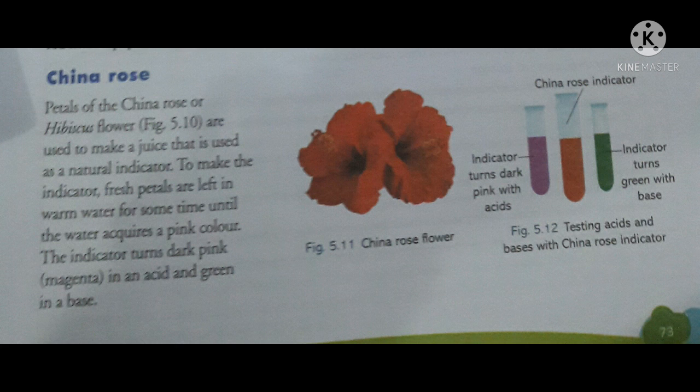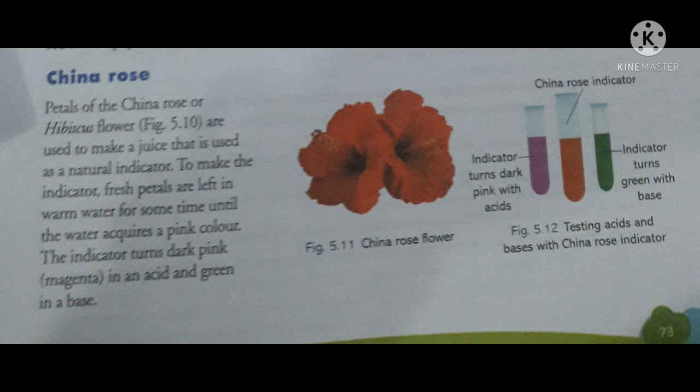China rose, the second natural indicator. Petals of China rose or hibiscus flower, as shown in figure 5.11, are used to make a juice that is used as a natural indicator.